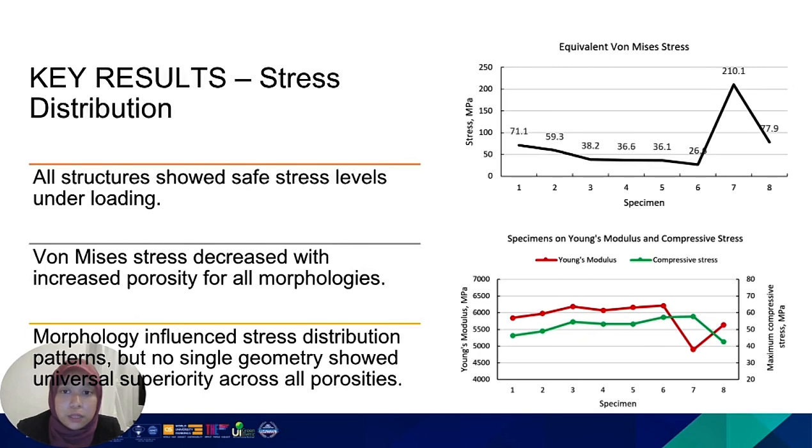The next graph below shows that Young's modulus stiffness increases from specimen 0 to 5, but drops sharply in specimen 6. The sharp drop is because of the design change with high porosity, which makes the cage less rigid and weaker.